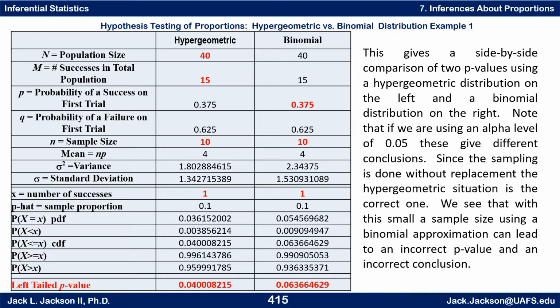We draw a sample of size 10. Now, population size is only 40. So there is a pretty significant difference in some probability values. So I've computed several different probability values there for comparison. And in particular, if we look at the number of successes in a sample and we want to do a left-tailed p-value, notice that the hypergeometric would return about 0.04 and the binomial would return about 0.06. So the binomial is not going to be good, and we would reach a different conclusion if, for example, we were using an alpha level of 0.05.